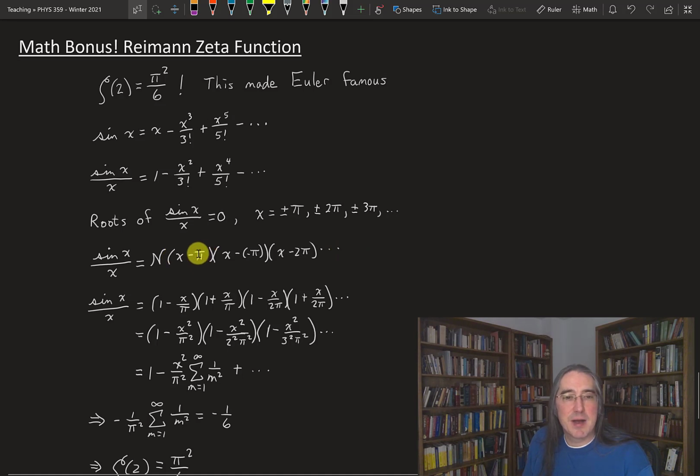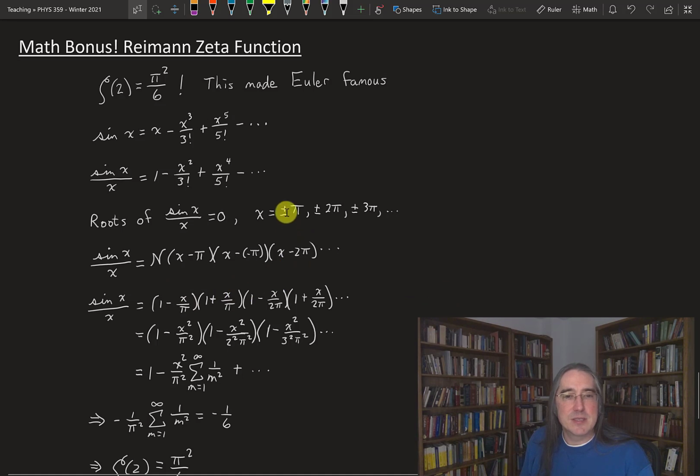So for x minus pi, I'm going to actually divide by negative pi to swap it in order. So I get 1 minus x over pi. Divide by negative pi here. Negative pi. So divide by pi here, get 1 plus x over pi. Divide by negative 2 pi, get 1 minus x over 2 pi, and so forth.